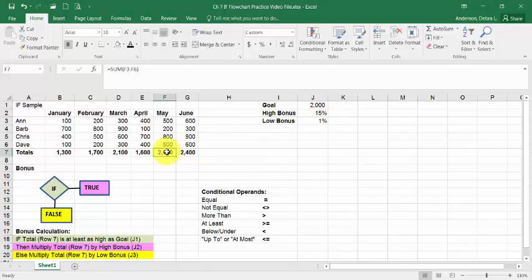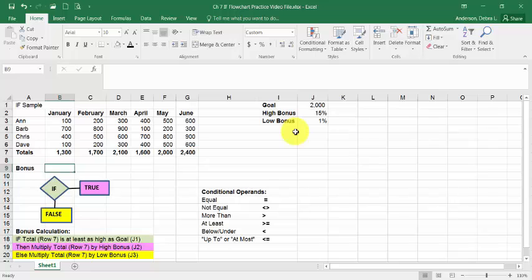Is 2,000 at least 2,000? That would be, at least, would be greater than or equal to. That includes the value. Yes. So that would be multiply the total, 2,000 times high bonus, 15%. Is 2,400 at least 2,000? Yes. Multiply 2,400 times 15%.